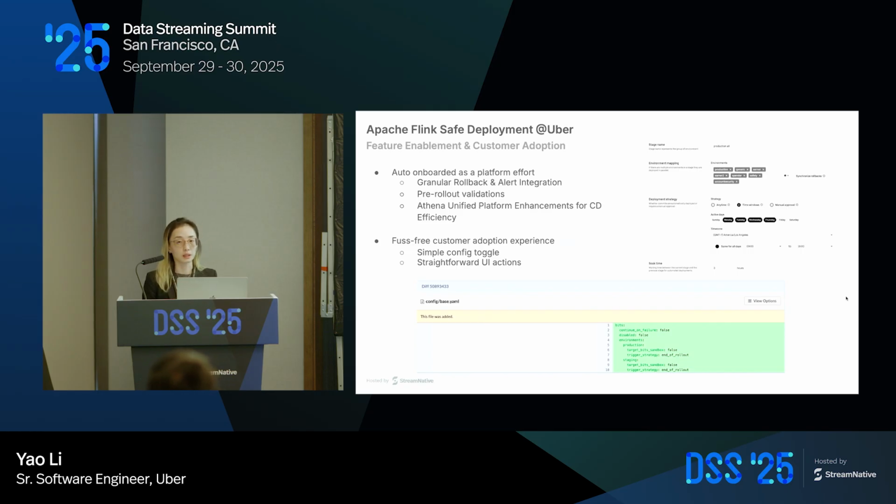And how about the customer adoption journey? So actually, most of the features are auto onboarded as a platform effort. So customers don't need to take any action. They can get everything for free. But we do have some features need customer to make some choices. For example, which environment they want this feature to apply to, or which policies they want to choose from based on their own requirements and preference. So we try to make the onboard experience easy and fast-free, and the customer only need to have some simple config change, or they conduct some straightforward UI actions, and their preference would be recorded and rolled into production.